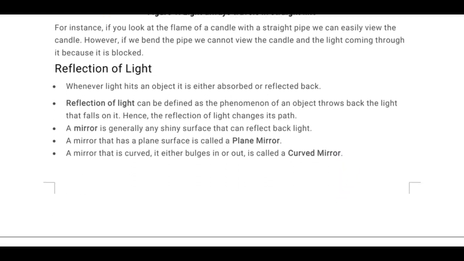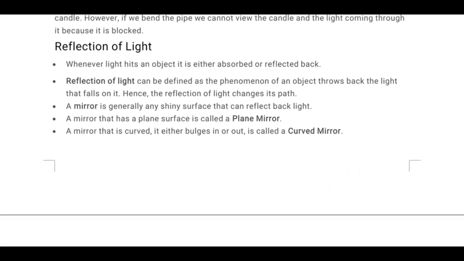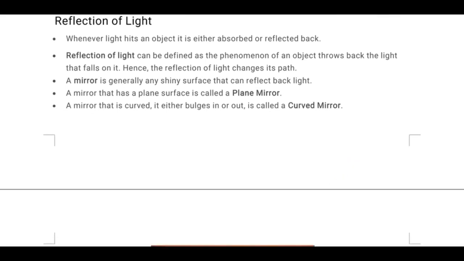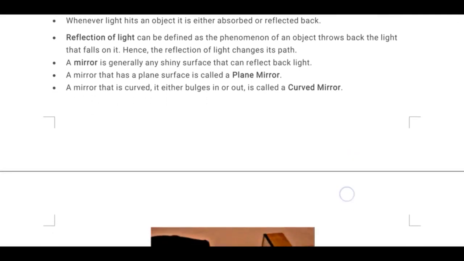The best example for that particular object is a mirror. A mirror is generally a shiny surface that can reflect back light. A mirror that has a plane surface is called a plane mirror. If it is curved, either bulging in or out, it is called a curved mirror. Those are the types of mirror, right?